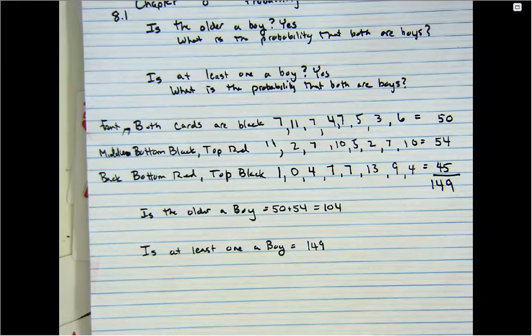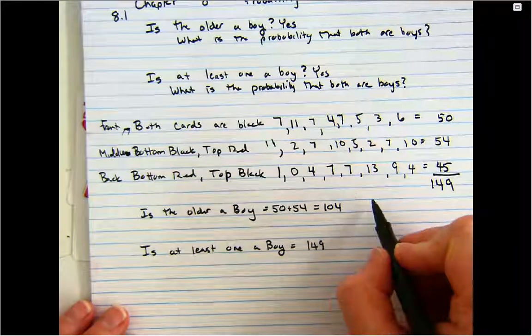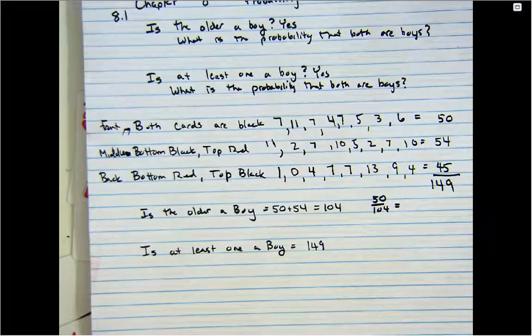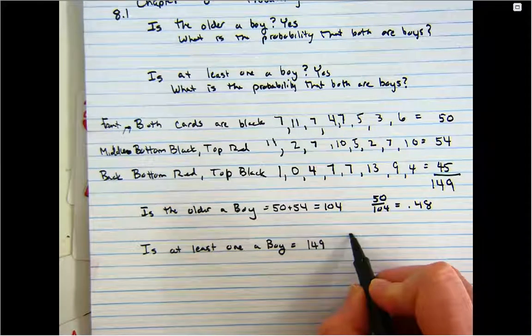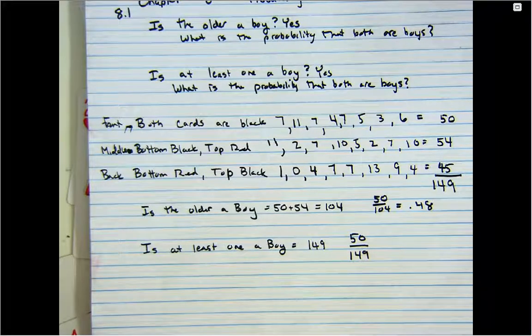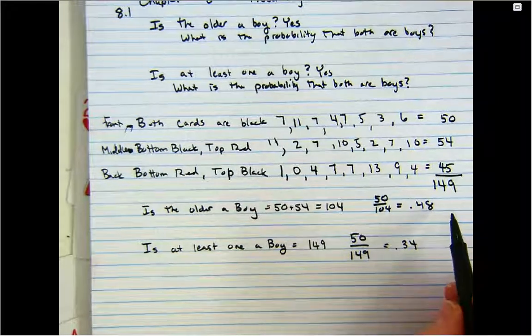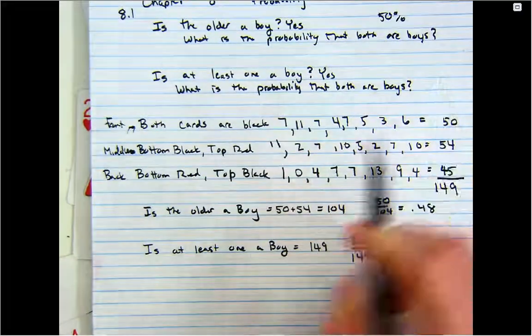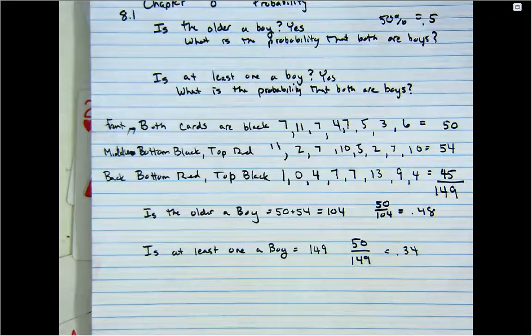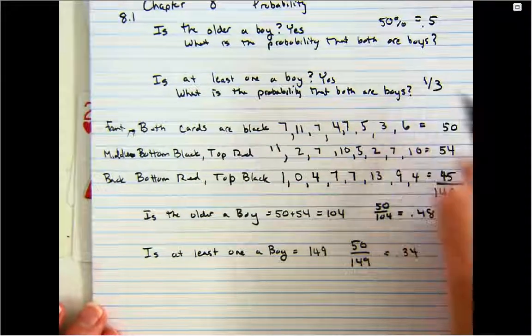Okay, so we have the older one a boy, at least one a boy, and now out of those, how many were both boys? So 50 out of 104, or 50 out of 149. So you would have thought that they were both 50%, but it turns out that's not the case. The older boy is in fact a 50% probability, but in the one where at least one is a boy, that's actually not a 50% probability. It's only a 1 in 3 probability. So 0.34, 0.33.